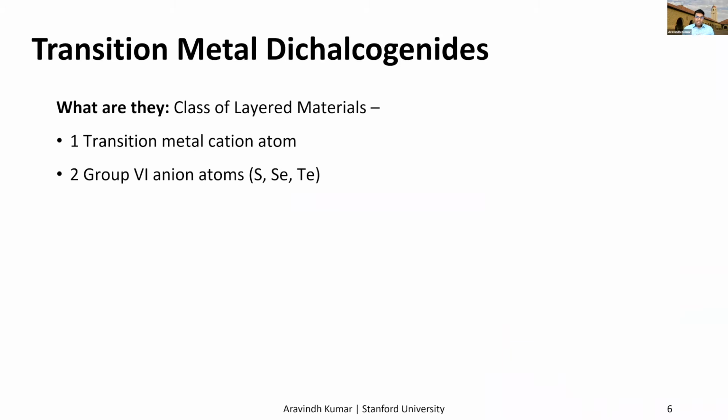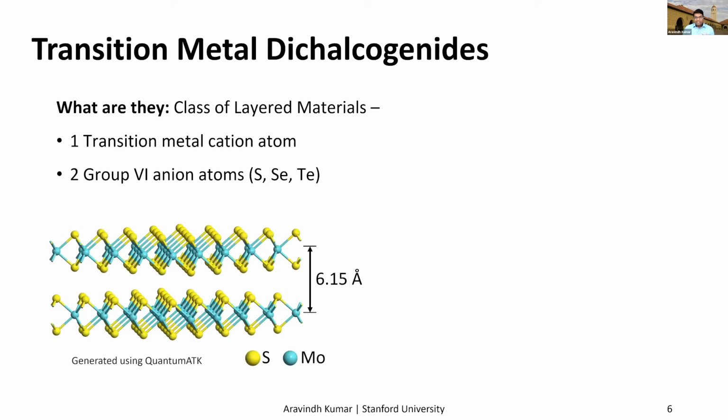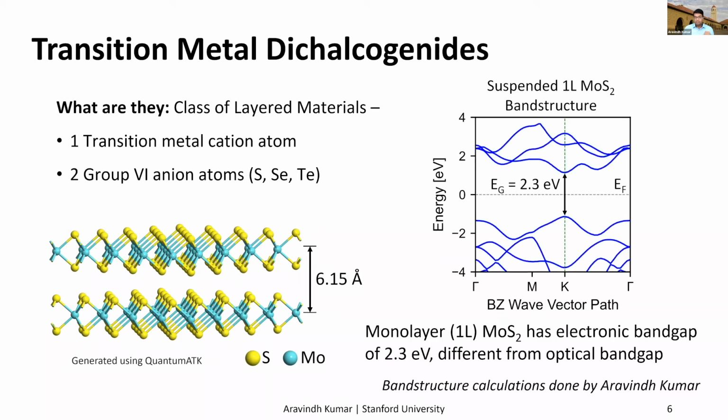And that's where these novel materials called transition metal dichalcogenides, or TMDs, come in. TMDs are a class of layered materials made of units of 1 transition metal cation atom and 2 group 6 anion atoms. MoS2 is the most widely studied TMD and will be the primary focus of this talk. As shown in this crystal structure on the bottom left, it has a layered structure with no dangling bonds. And we call these ultra-thin layered TMDs 2-dimensional or 2D TMDs.